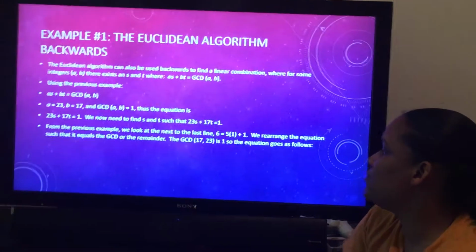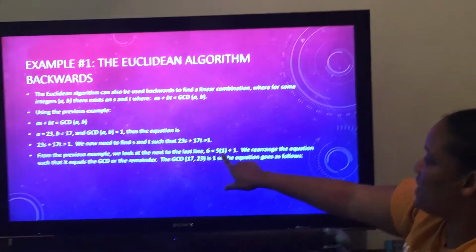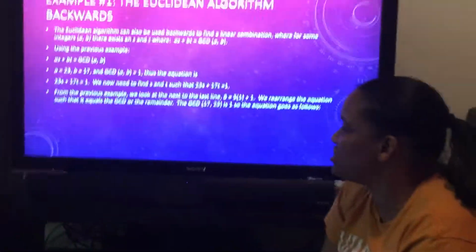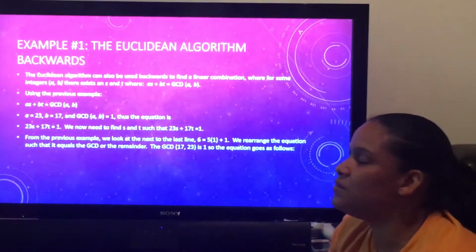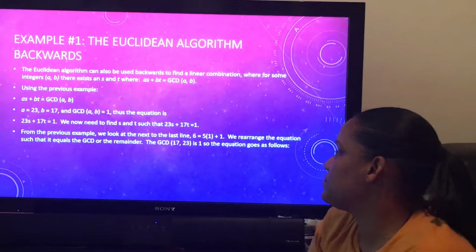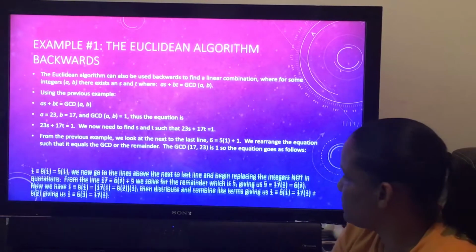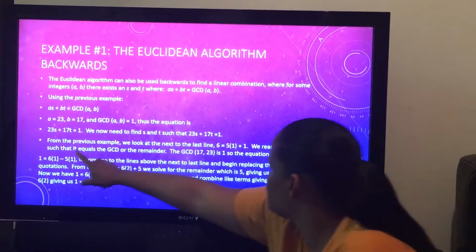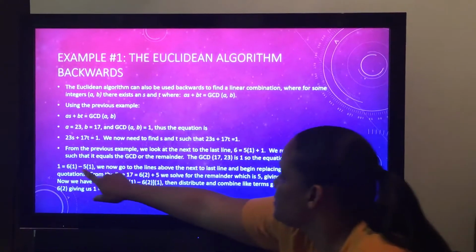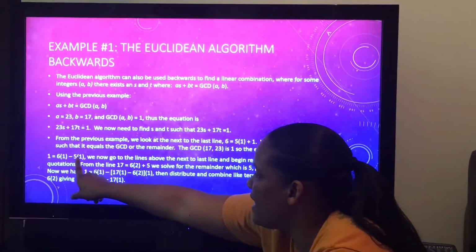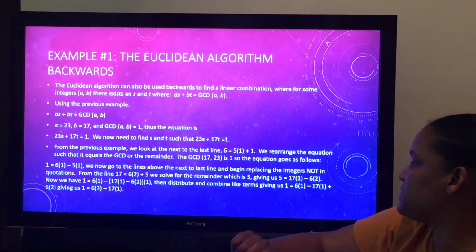From the previous example, we're going to look at the next to the last line: 6 is equal to 5 times 1 plus 1. We're going to rearrange the equation such that the GCD is the remainder. The GCD of 17 and 23 is 1, so the equation will go as follows. We're going to move this so that 1 is by itself, so 1 is equal to 6 times 1 minus 5 times 1. Even though we don't see that 1 right there, it's understood that 1 is being multiplied beside that 6.